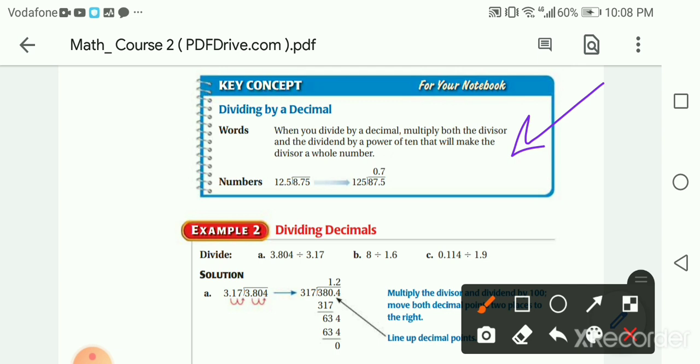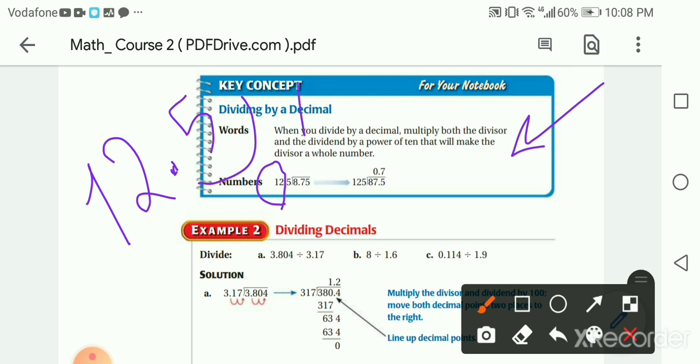The divisor, do you know the divisor? This one, 12.5. I can't divide something by a decimal here. The divisor can't have decimal points. And I have just one decimal place, so I will multiply it by 10.